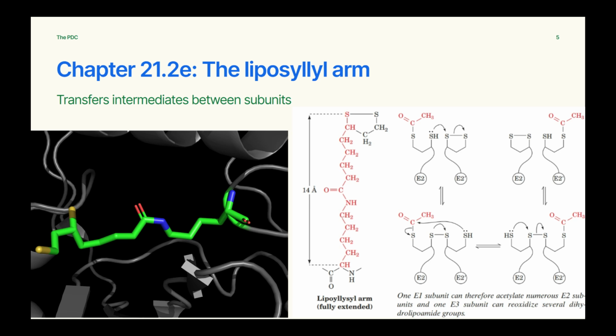Picture a monkey swinging through a treetop, carrying a banana from one tree to another. Similarly, these lipoyl-lysyl arms can interact with each other as well, exchanging acyl groups and disulfides with each other, as shown here. In this way, a single E1 or E3 subunit is capable of acting on multiple E2 subunits through the functionality of the lipoyl-lysyl arm, and the enzymes are no longer rate limited by one another through the channeling of substrates.